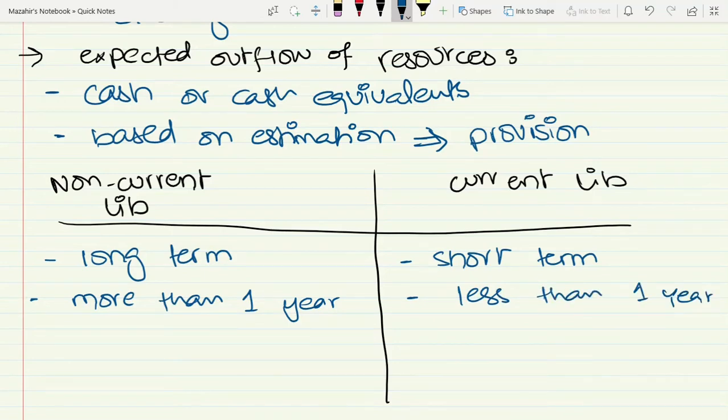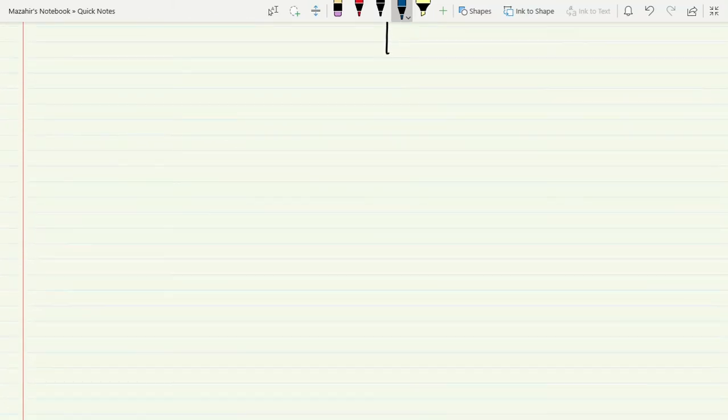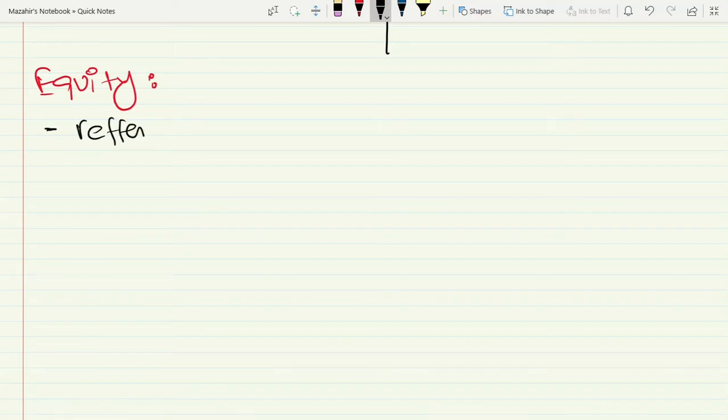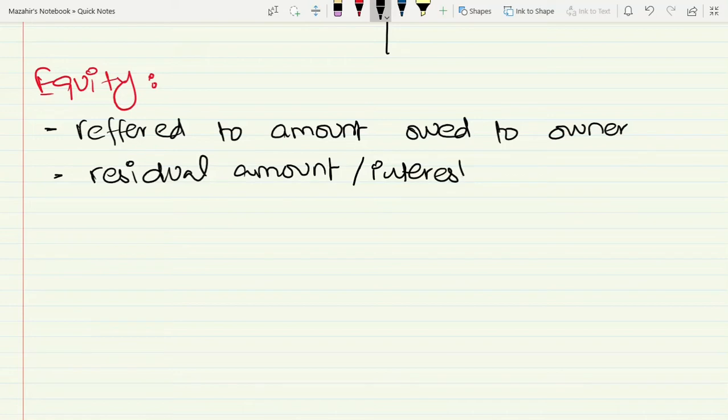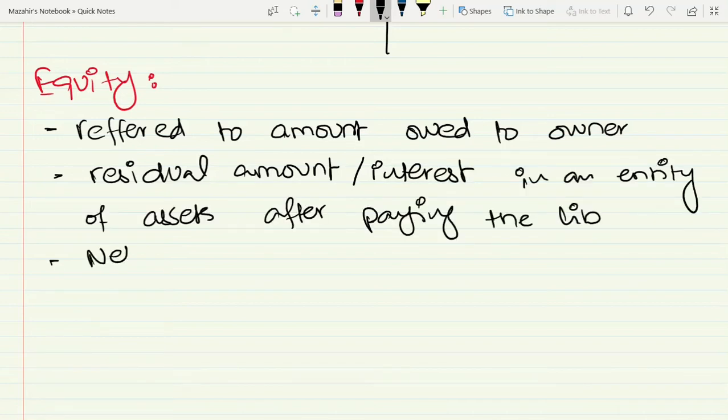Now we will move to the third and last component of the accounting equation, that is equity, whose definition will give us the structure of the accounting equation. To understand the concept of equity, we'll have to keep in mind the concept of business entity, that an entity and a business are two separate things. First of all, equity is what is owed by a business to its owner, and if the amount is owed to others, that is called liability. Another point is that equity is the residual interest in assets, the residual amount of assets after paying all the liabilities. Equity is also referred to as net asset.